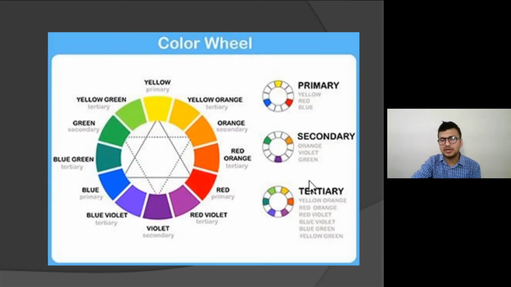Here is a color wheel again. What I have discussed earlier: primary color, secondary color, tertiary color. I'm not going to discuss this again. It's just a small recall. Primary colors are yellow, red, and blue; secondary colors are orange, violet, and green; and tertiary colors are yellow orange, red violet, blue green, and yellow green.